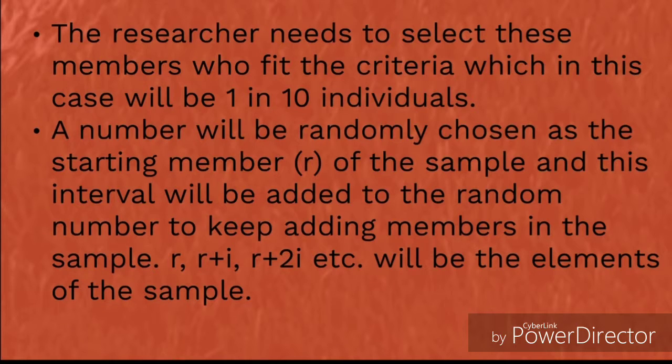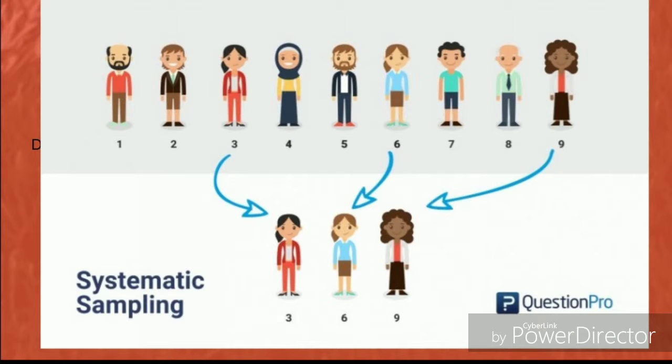A number will be randomly chosen as the starting member, called R, of the sample, and this interval, I, will be added to the random number to keep adding members to the sample. R plus I, R plus 2I, etc. will be the elements of the sample. This is an example of systematic sampling.